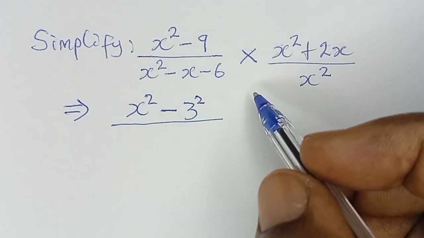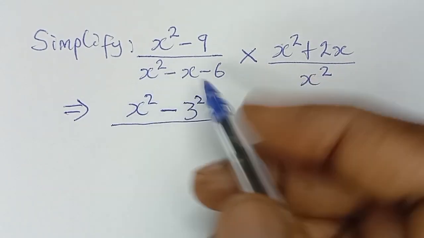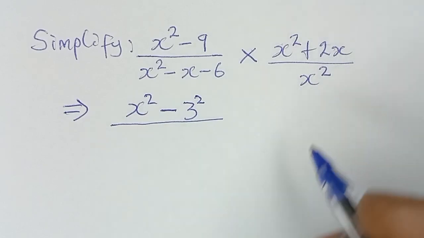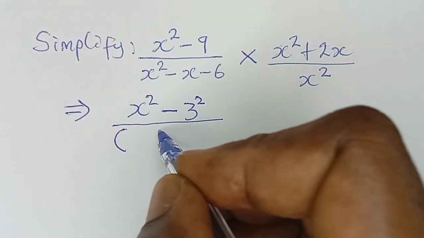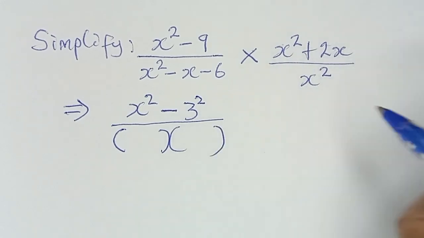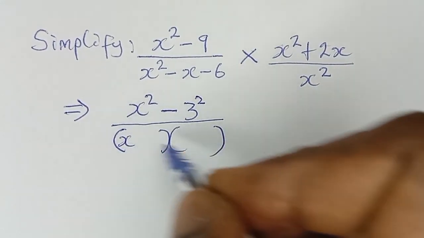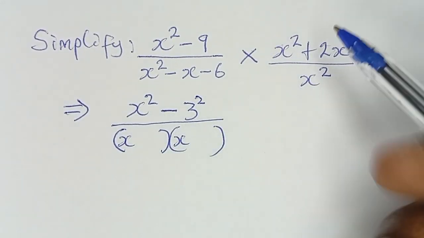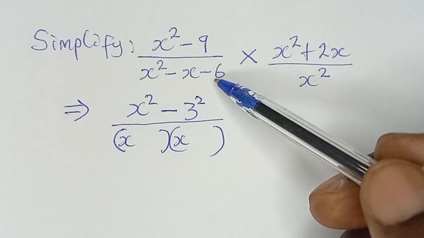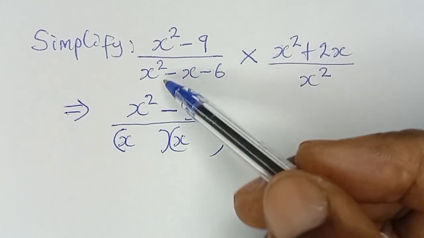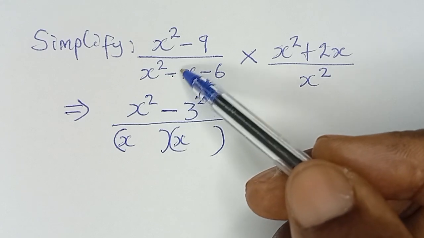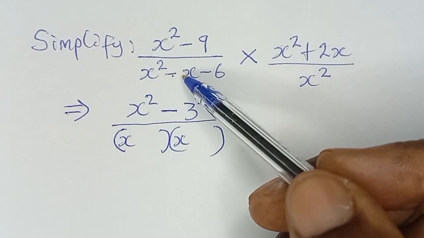We can factor the denominator. Because this is 1x squared, a simple trick for factoring expressions like this is to just open up brackets like this, and then you put x and you put x here. Then look for two numbers such that when you multiply them, it gives you negative 6, and when you add them, it gives you negative 1. Don't forget, this is negative 1x.